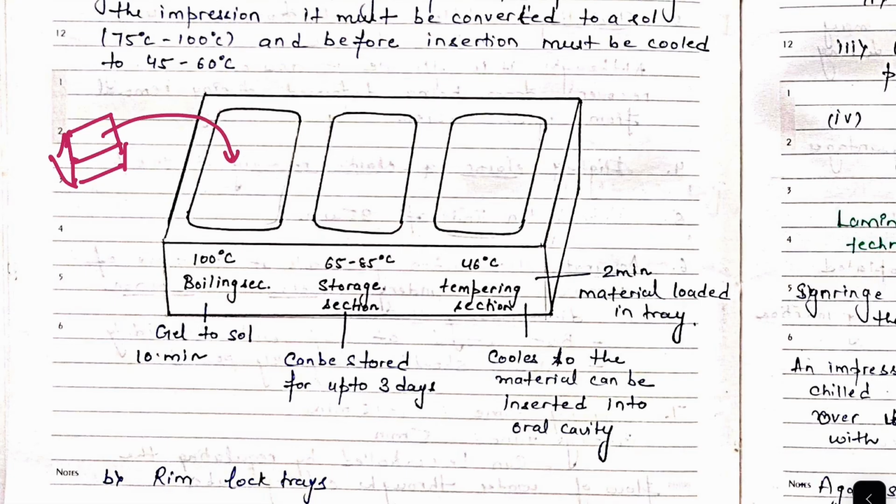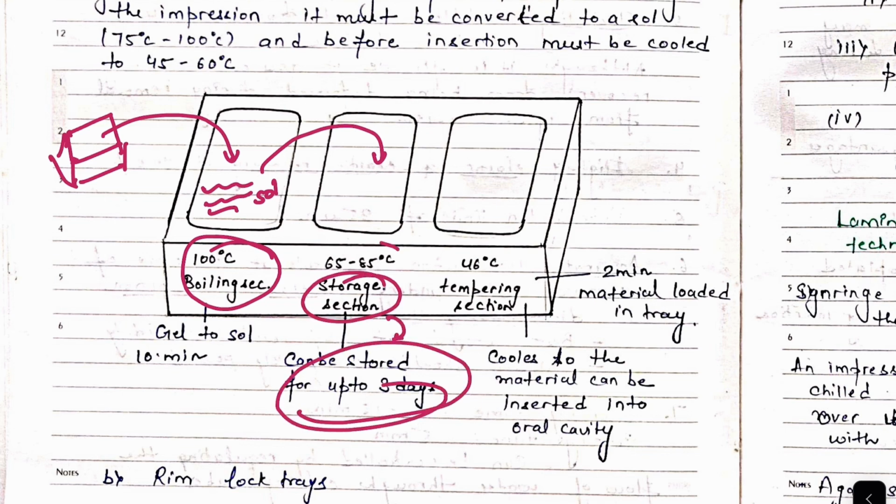I will put it into the boiling section at 100 degrees. Over here it will be converted into a sol, so kind of a liquid. Now it is boiling. I can't put this in the patient's mouth, it is very hot, so I'll put it in the storage section. Over here it can be stored for up to 3 days, and the temperature is 65 to 85 degrees, so it is still in the sol condition.